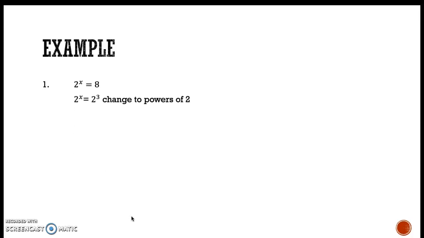The next example is solving exponential equations. In this case, the equation is given that 2 power x equals 8. The first thing you need to do is change 8 to a power of 2. Like I explained to you yesterday, you try the powers of 2. 2 power 1 is 2, 2 power 2 is 4, and 2 power 3 is 8. You can take the help of the calculator. Then once the base is the same, the powers must be equal. So when the base is the same, equate the powers, which means that x equals 3.